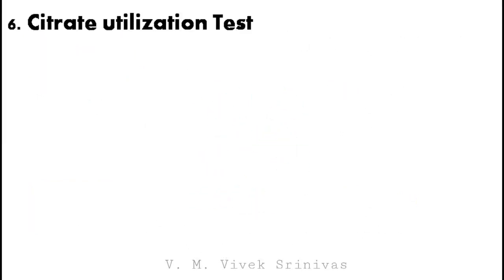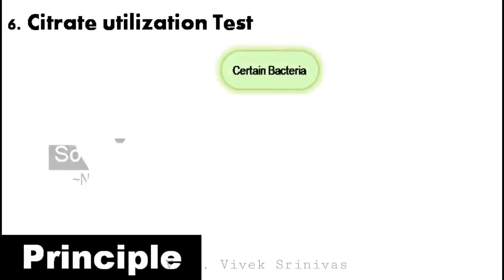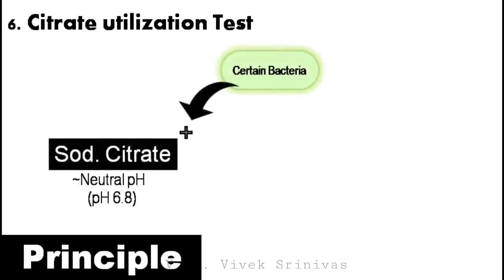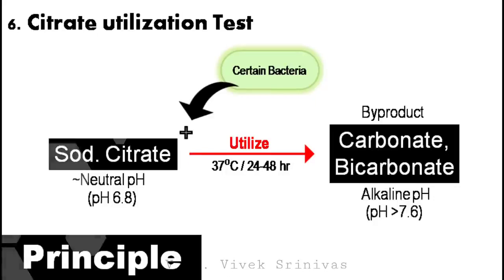Next, the citrate utilization test. The principle: certain bacteria, in presence of sodium citrate, utilize the citrate to yield carbonate and bicarbonate as the byproduct. This changes the pH to alkaline from the initial neutral pH. This is the principle behind the citrate utilization test.